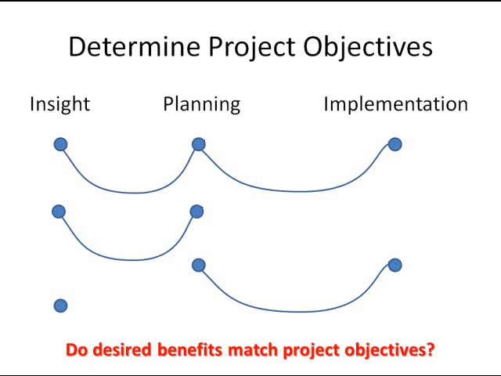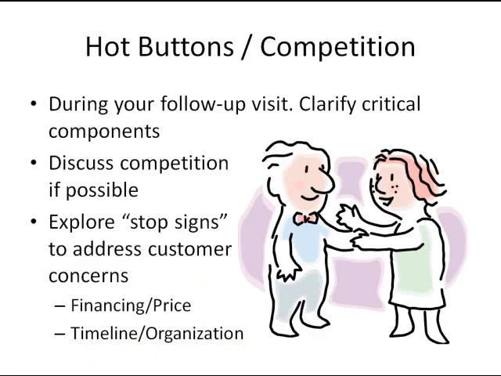The next step is to schedule a follow-up visit. You're going to clarify critical components. If possible, you'll discuss any competition and address issues related to experience or availability of product, completion timelines. Your goal isn't to badmouth the competition. Your goal is to be able to point out what you can do better, stronger, faster. You're also going to explore and address any stop signs that the customer raises, those flags.